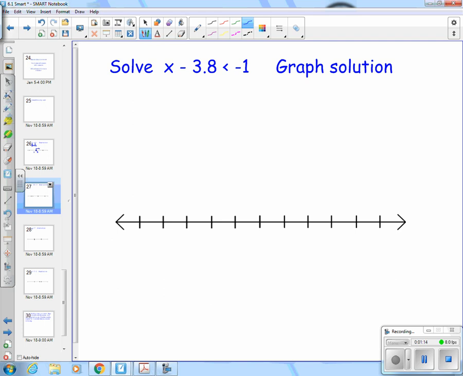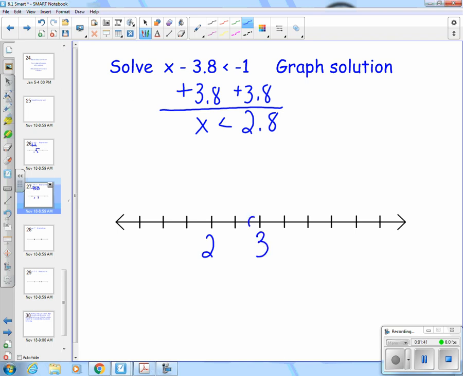We have the problem x minus 3.8 is less than 1. Means that we are adding 3.8 to both sides. And you will have x is less than, that's 3.8 minus 1, so you have 2.8. So what we can do on a problem like this is we could say this is 2, this is 3, 3.8 is going to be close to 3, and so we'll put an open circle, but this time it's less than. So I need all numbers to the left of that open circle.